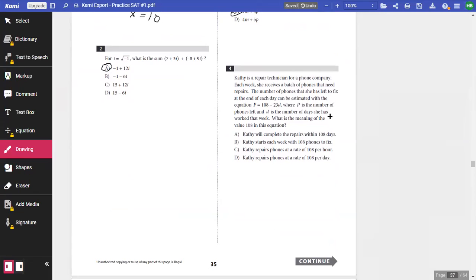In the next one, we have a linear equation. So remember that is slope and y-intercept. They're asking us about 108, which is the y-intercept. The y-intercept will always be the initial value. So we know it can't be C or D, which are the rates. And it can't be A, which is the time to complete. It'll be B, the initial value.